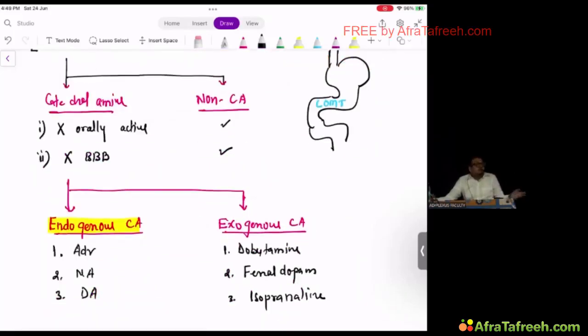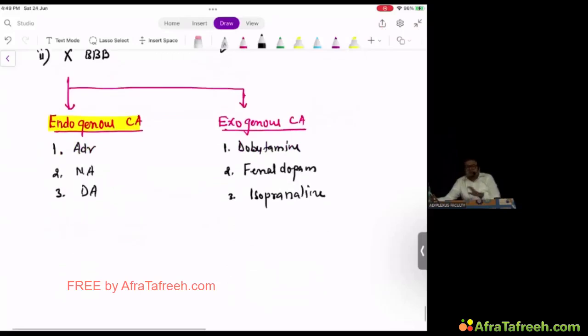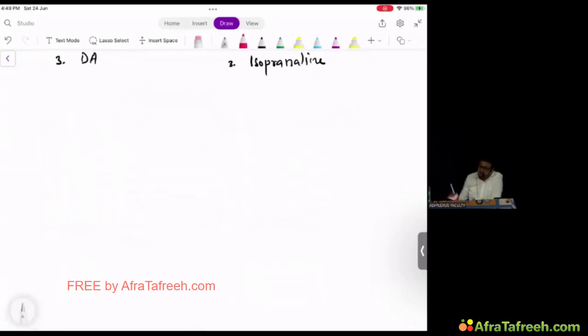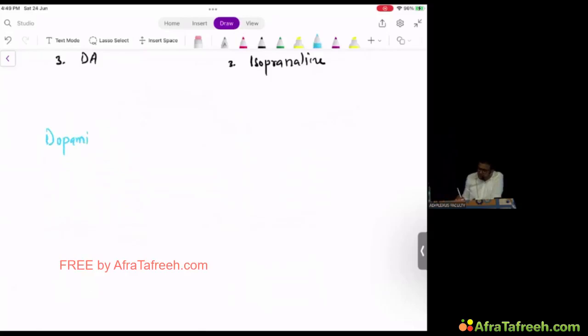Why should a doctor know which drug is catecholamine? Because catecholamines cannot be given by which route? Oral. There are 6 catecholamines important in total. 3 are endogenous, 3 are exogenous. We'll discuss all of them one by one, starting with dopamine. Very, very important substance. The first drug that we will discuss, dopamine.